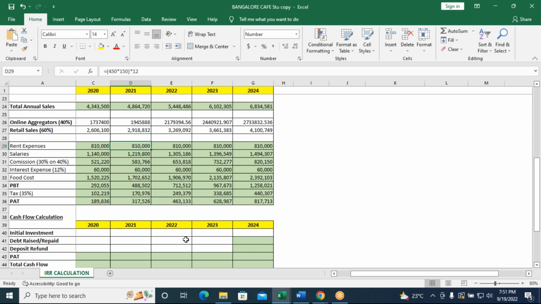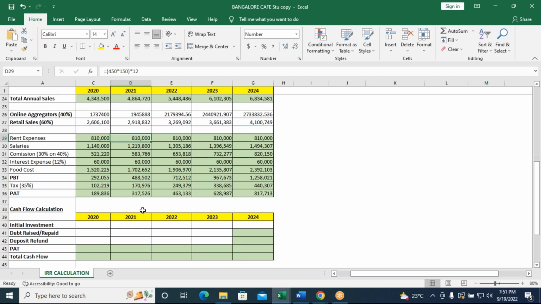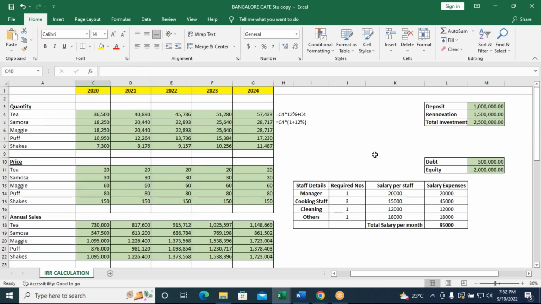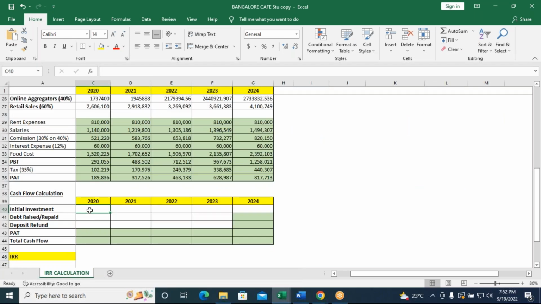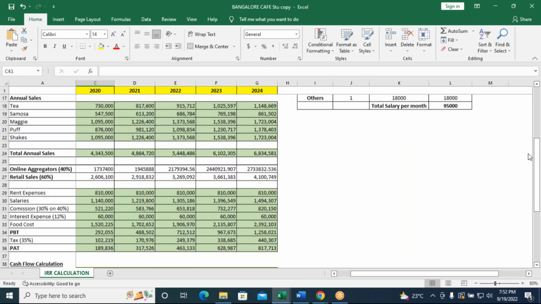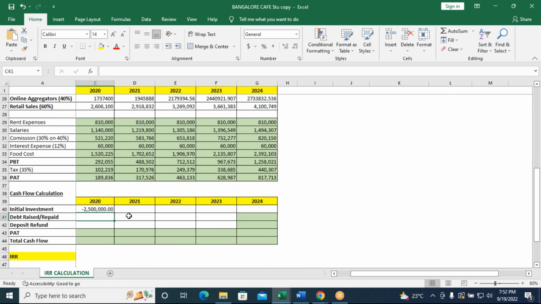Yes, ma'am. Okay. So next we are coming to the cash flow statement. So now the calculation part. Here, initial investment. What was my initial investment? Initial investment was 25 lakh, isn't it? So investment means it is minus. So I'm taking it in minus, so minus 25 lakh.